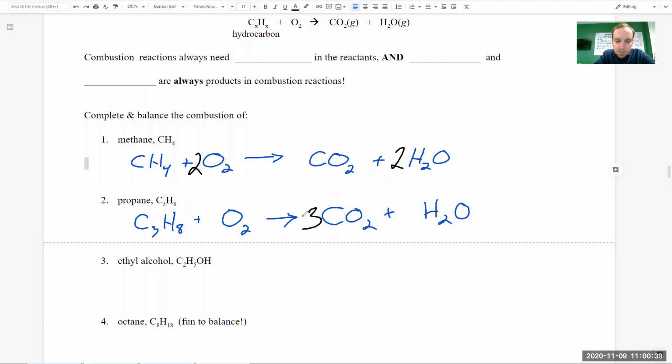I'm going to need 3 carbons to balance. My H's next. I have 8 H's on the left, so I need 8 H's on the right because 4 times 2 gives me 8.